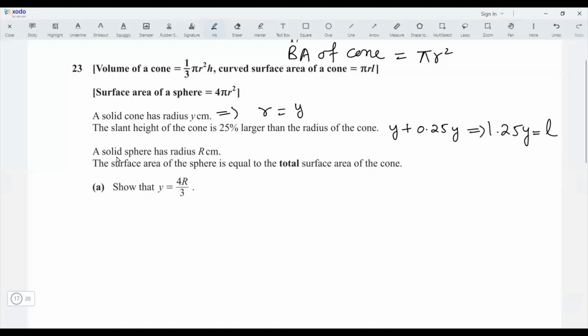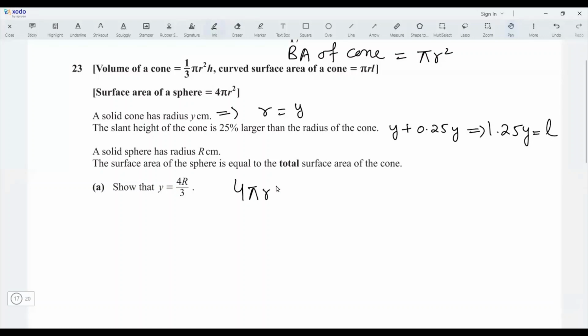So what's being asked in the next statement, for the sphere. A solid sphere has a radius R. The surface area of the sphere is equal to the total surface area of the cone. What does this mean? The surface area of a sphere is given by 4 pi r squared.